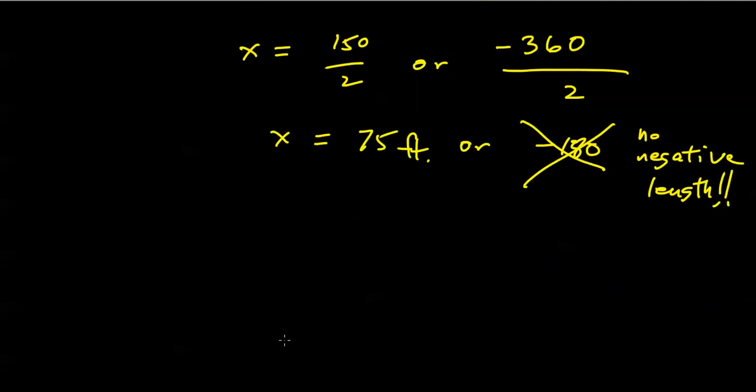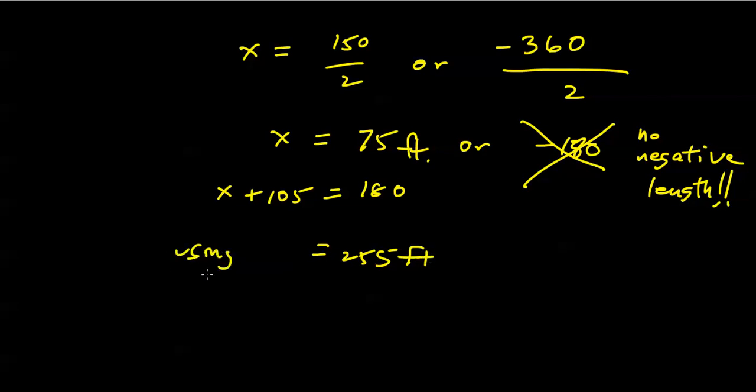Now they ask us how much room or how much walking is saved. Well, let's see. If x is 75, then x plus 105, the distance from the office to the cafeteria, is going to be 180. So if I walk 180 plus 75 feet, that's going to be 255 feet using the hallway. Let me write that down.